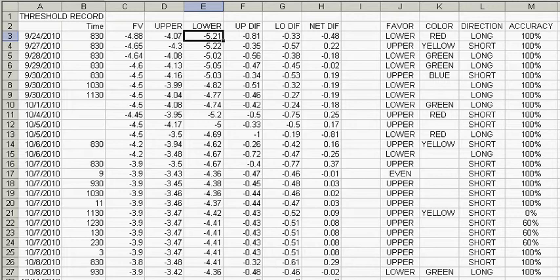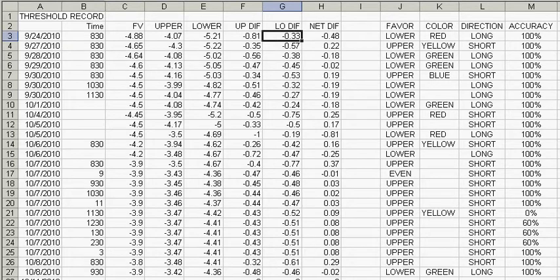Now, here's where the fun begins. We take the difference between the upper level and fair value and the difference between the lower level and fair value. So it's a very simple mathematical equation. 488, 407, the difference between those two numbers is 0.81. The difference between these two numbers, 521 and 488, is 0.33.